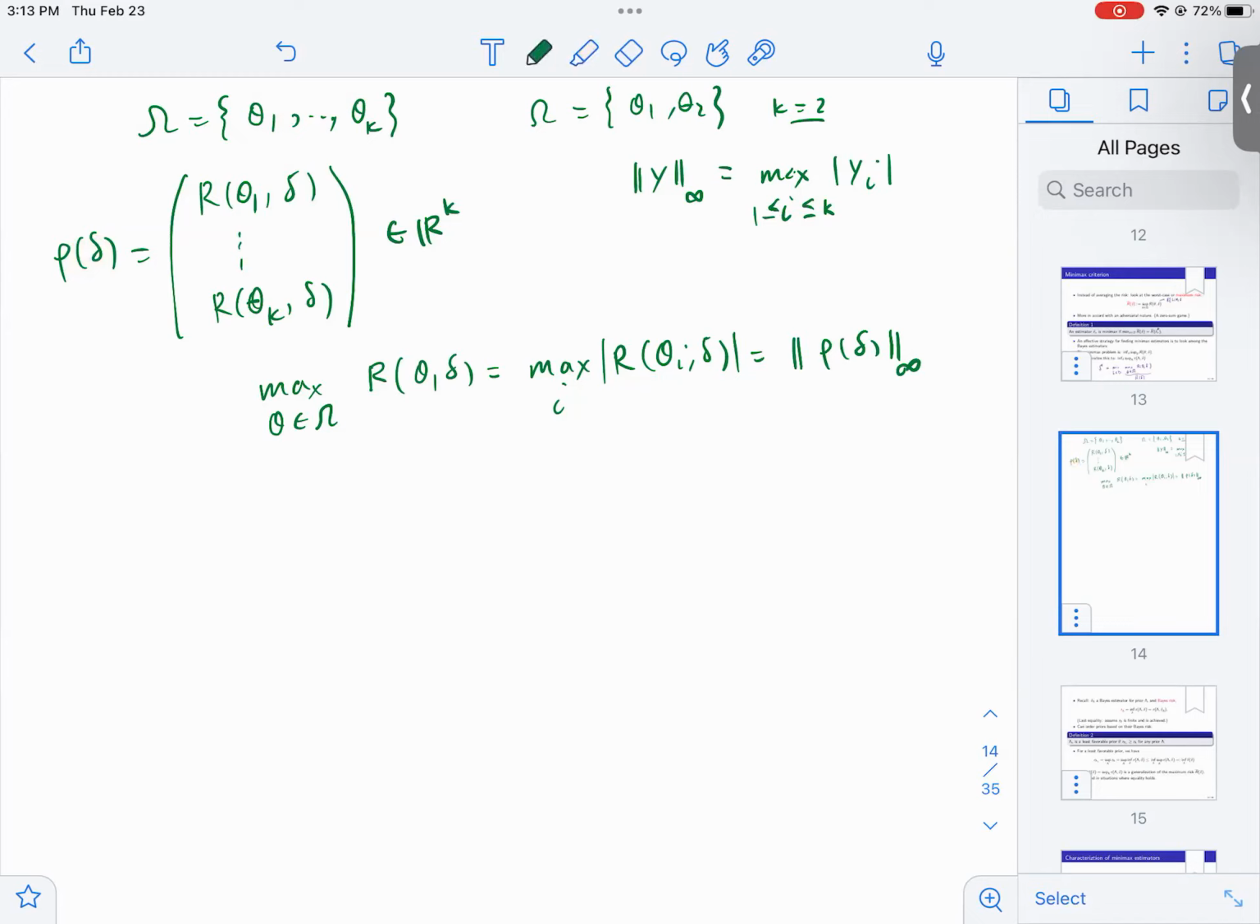So the minimax problem would be min over delta in D, this is the set of decision rules. And then instead of the max, I'm just going to have this infinity norm. So this is the minimax problem.